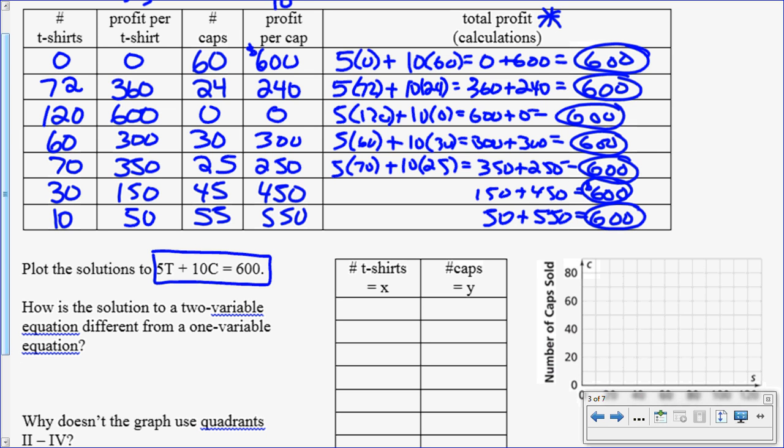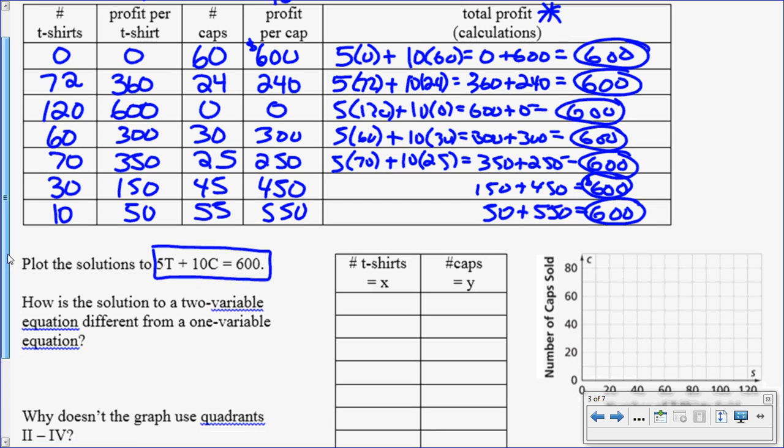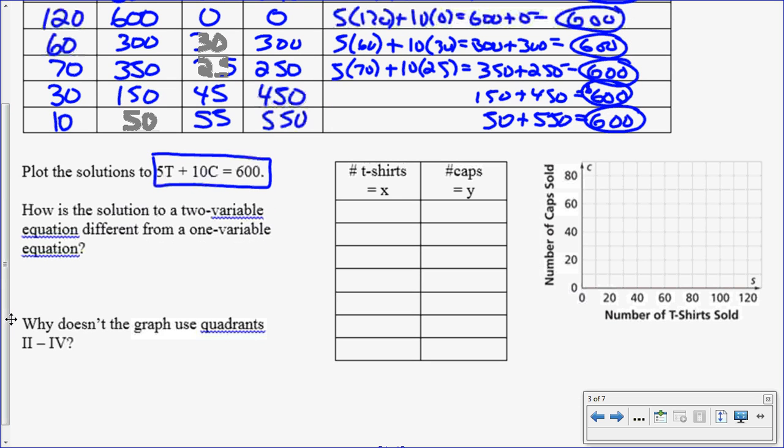Okay? Plotting our solutions. So we can take, if we scroll down here a little bit, all these points that we came up with. 0 and 60 for the t-shirts, which is X, the caps is Y. So all those points in our table, we can plot these. And don't forget, when we write these as a coordinate, there's a comma here, right?